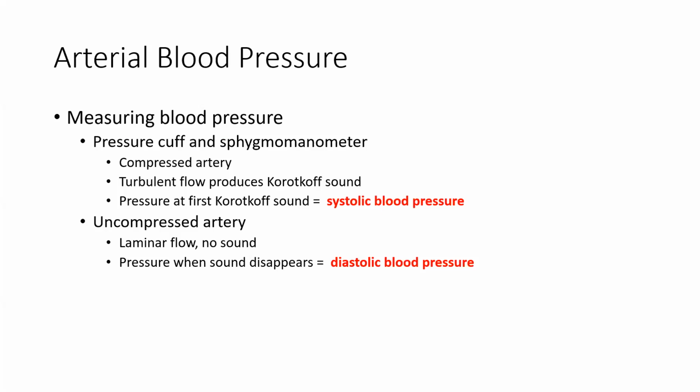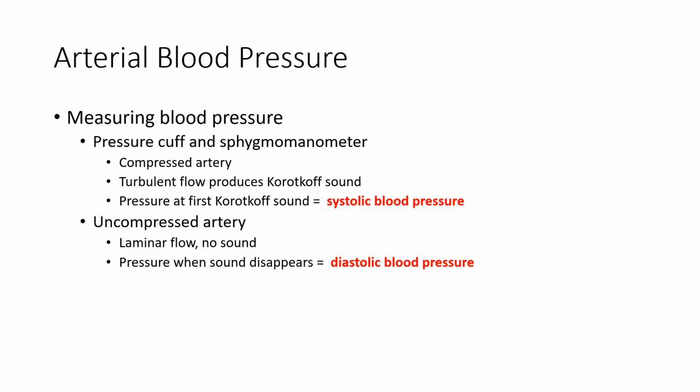So the first Korotkoff sound that we hear is going to be indicating the systolic blood pressure, the highest reading. Then we're going to uncompress the artery. And now we're going to listen for laminar flow. And laminar flow is smooth flow. This is when blood is flowing through a fully open, fully patent vessel. And so we hear absolutely no sound, no turbulence. And so when we hear that, we're then going to observe or record our lowest pressure in the vessel, which is going to be our diastolic pressure.